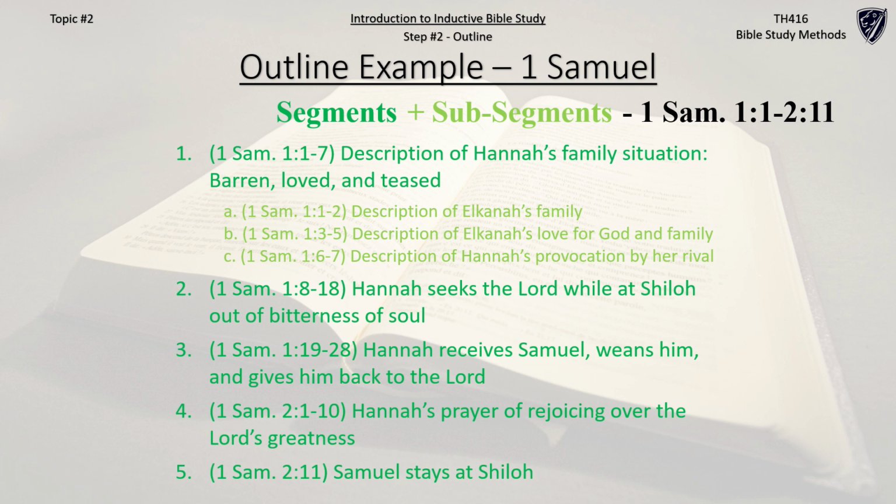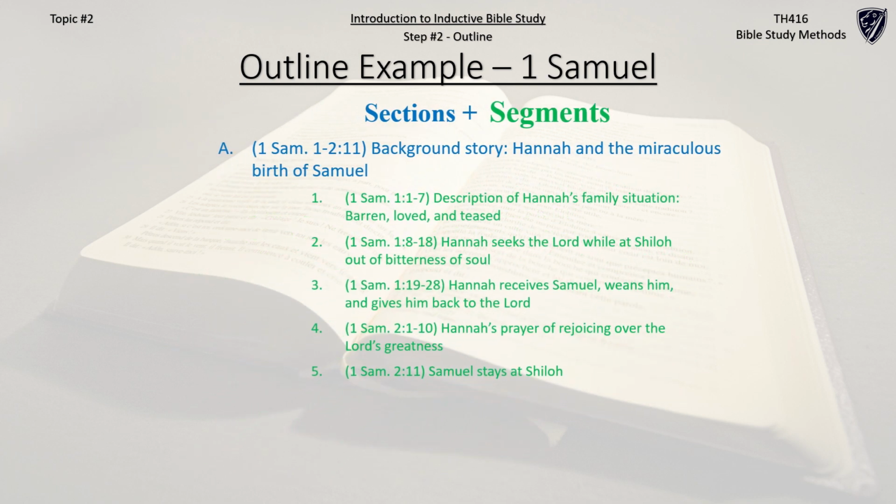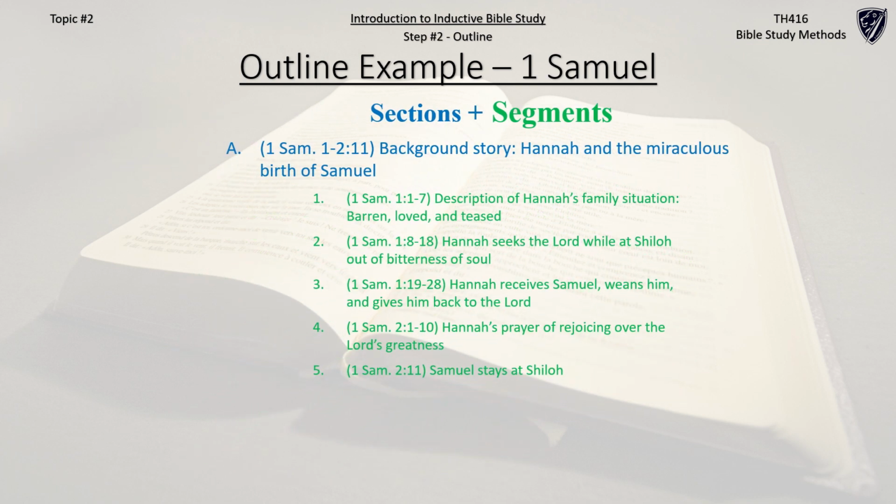Now I'm going to get rid of the sub-segments, and instead of going down, as I did to the sub-segments, I'm going to go up to above segments and add in sections. All of these segments that we've been looking at can be part of one section, and that section is the background story, Hannah and the miraculous birth of Samuel. So this is all about the background story for Samuel. As we'll see in a second, this is underneath the major division that's all about Samuel. And this portion is the background story for Samuel's birth.